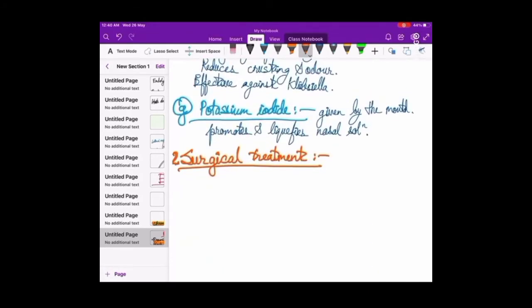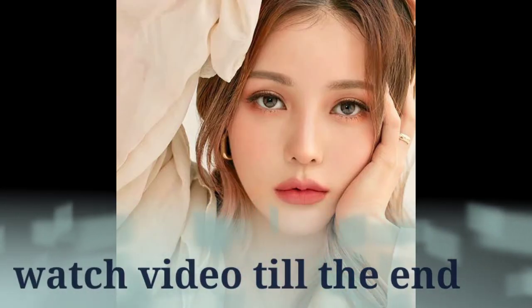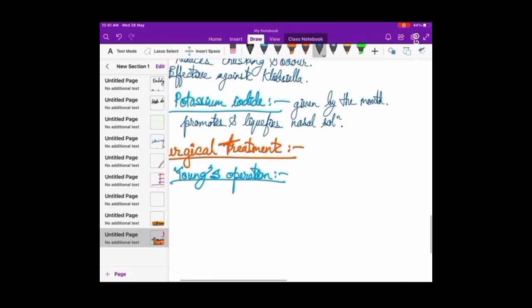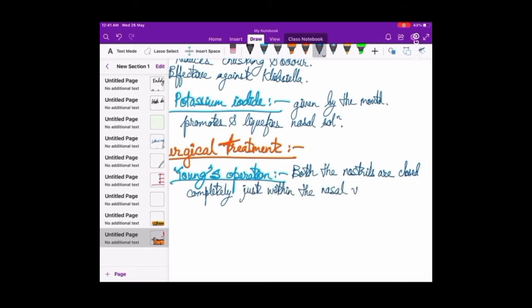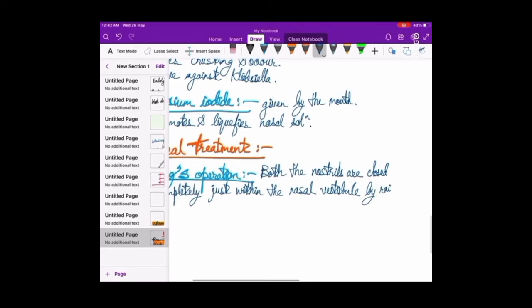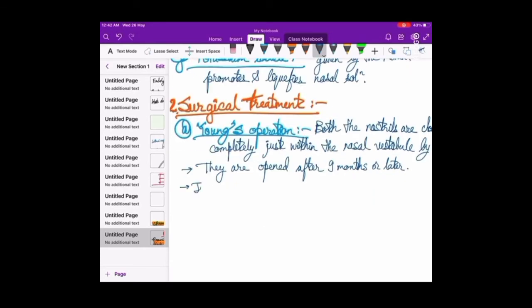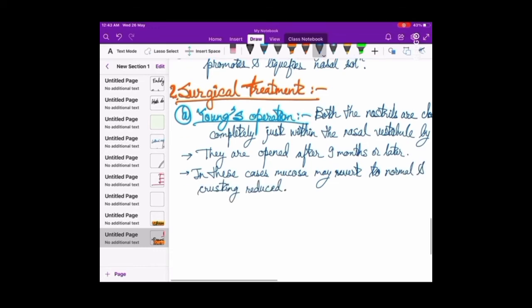Now we come on to surgical treatment, that is Young's operation. In Young's operation, both the nostrils are closed completely, just within the nasal vestibule, by raising flaps. They are opened after 9 months or later. In these cases, the mucosa may revert back to normal and crusting is reduced.